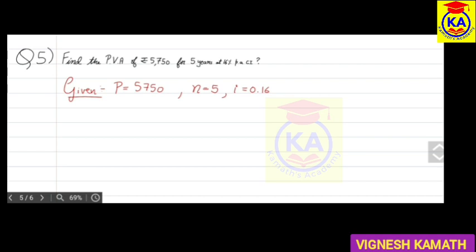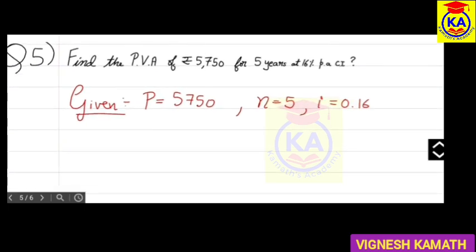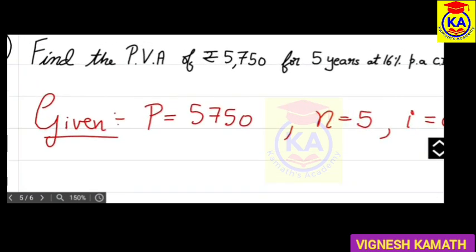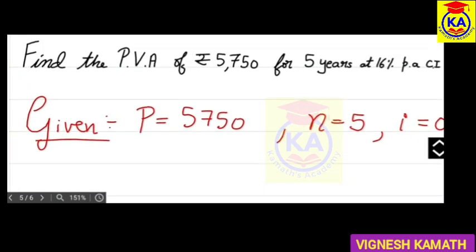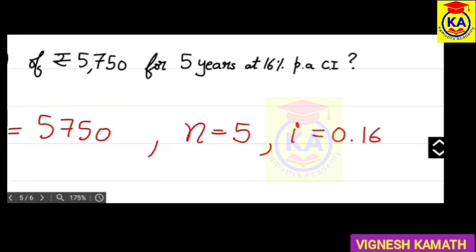Let's move on with question number 5. Find the present value of annuity of rupees 5750 for 5 years at 16% per annum compound interest. Okay, let's see what are the things given. So P is equal to 5750, N is equal to 5 years, and I is equal to 0.16.